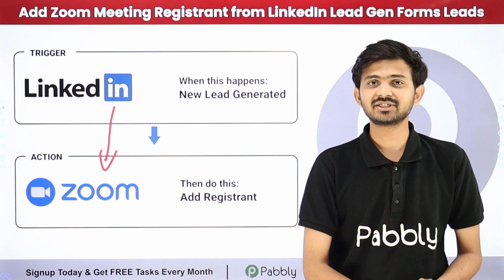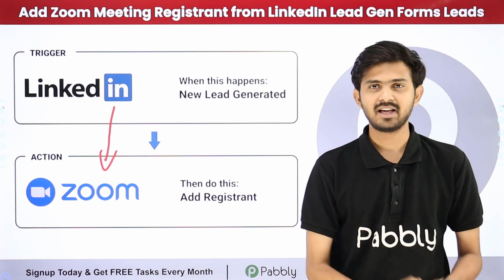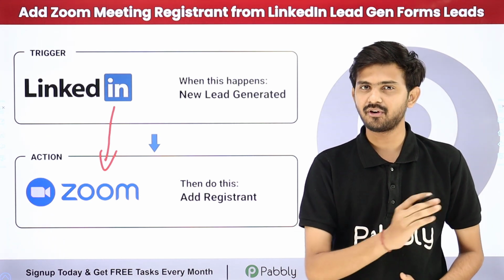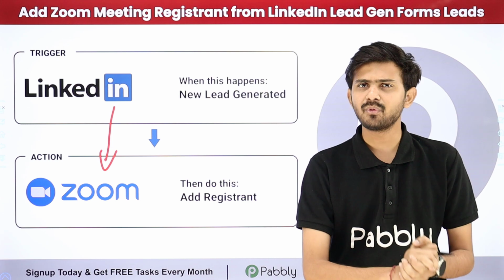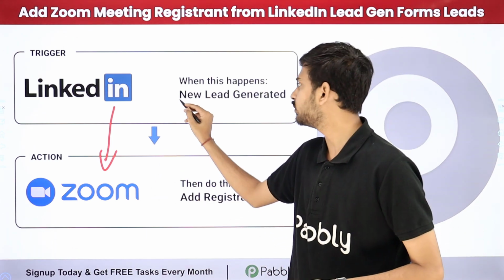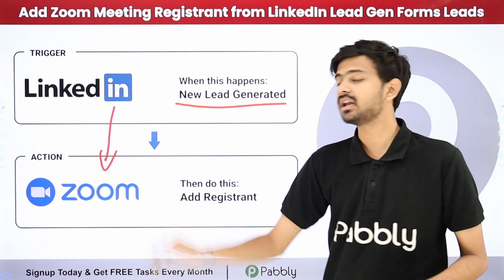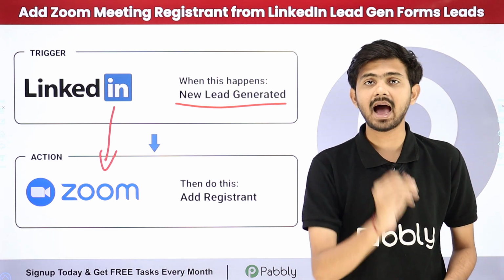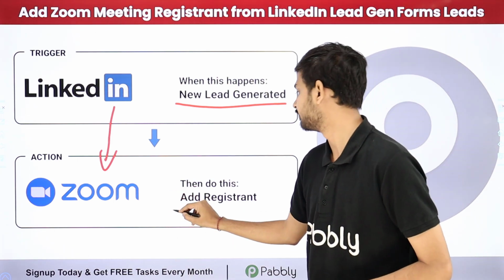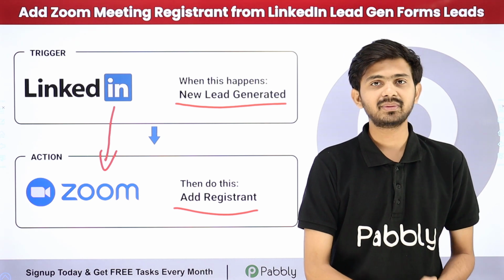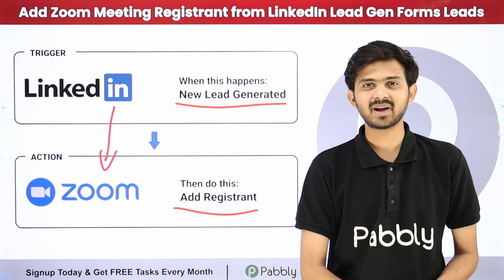So for building this connection, I'm going to use Pabbly Connect. Pabbly Connect is an amazing software for automation and integration. Now with Pabbly Connect, whenever I receive a new lead through LinkedIn lead gen forms, then automatically by using those details, I will create a new registrant in Zoom. So how am I going to build this connection? For that, let me take you to my computer screen.